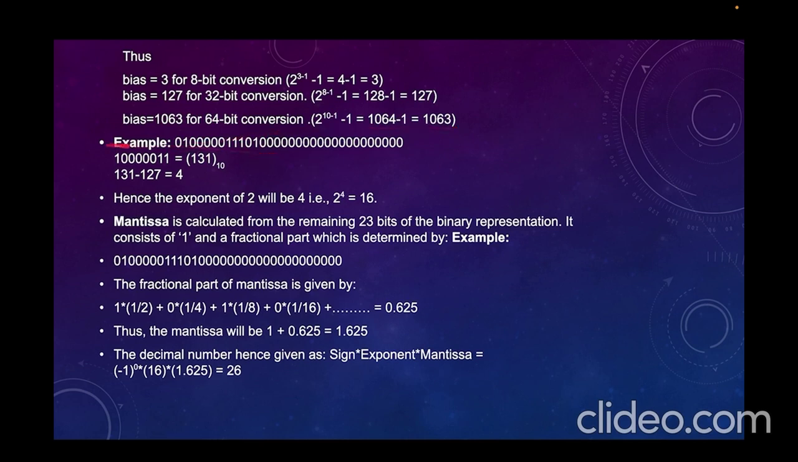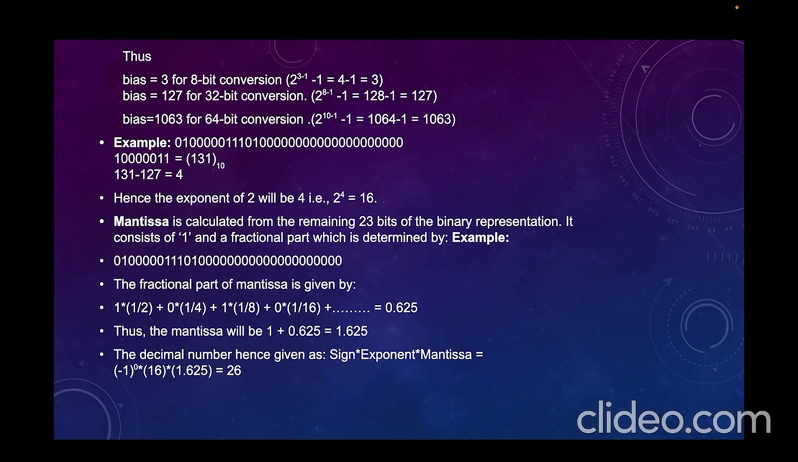Now here is the example. As you can see, the exponent bits are converted into 131 in base 10. So 131 minus 127 is equal to 4. Hence the exponent of 2 will be 4, that is 2 raised to 4. So the value would be 16.